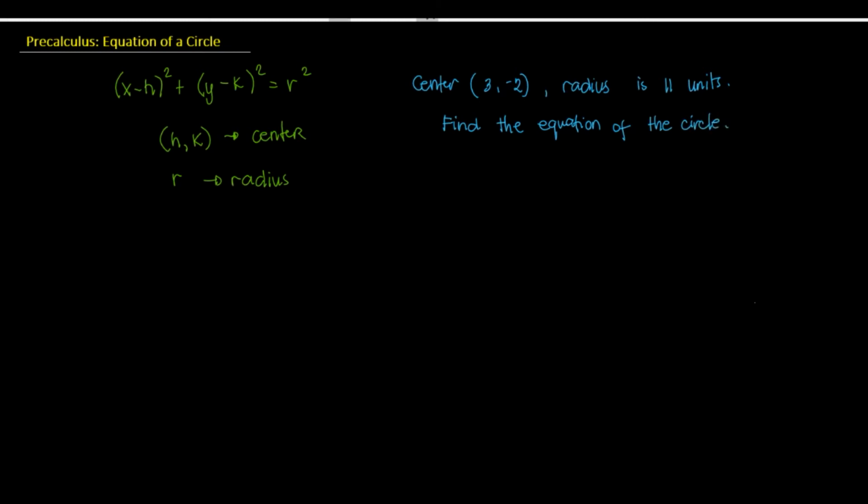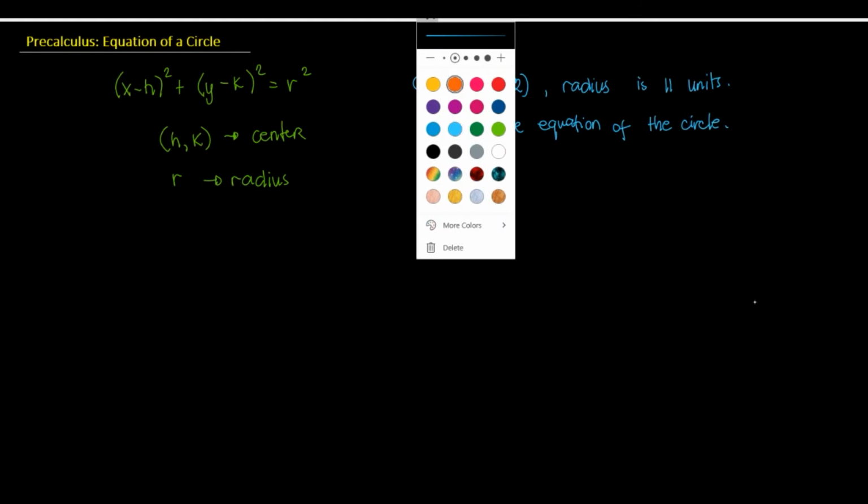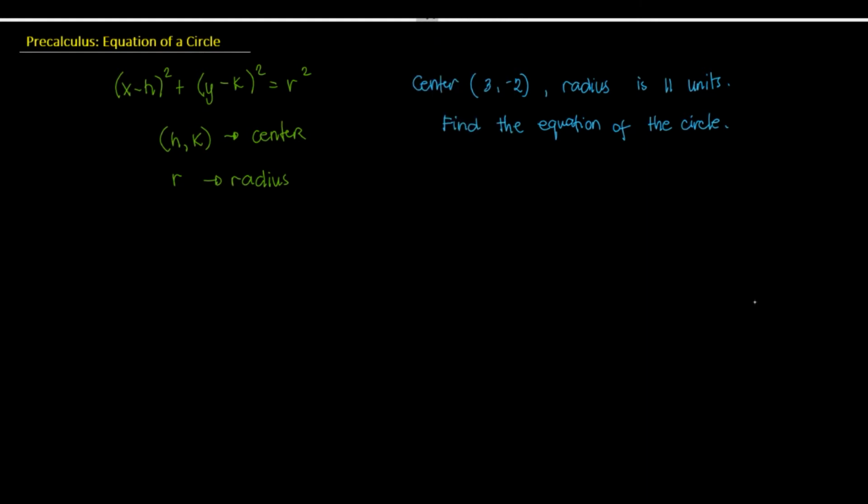This is going to be very easy, guys. The only thing you're going to do is to substitute the values. This is going to be our h, and this is going to be our k, and the length of the radius is going to be our r. Substitute these values into the equation of a circle in standard form. So our answer would be like this: (x - 3)^2 + (y - (-2))^2 = 11^2.